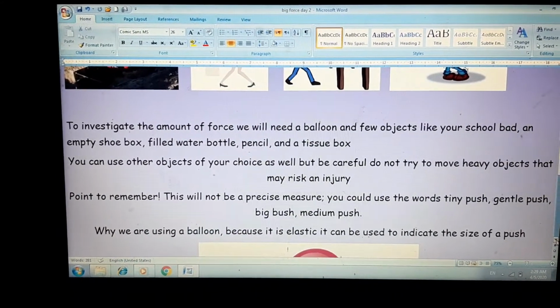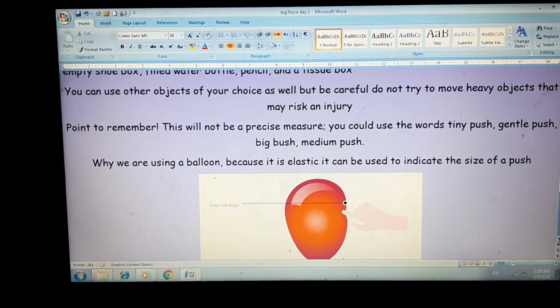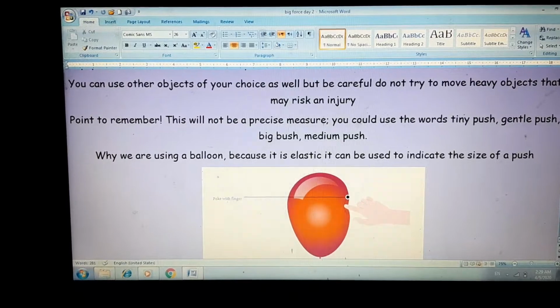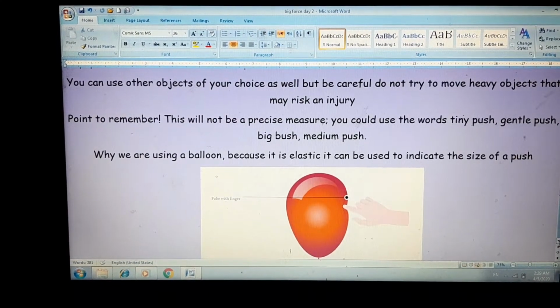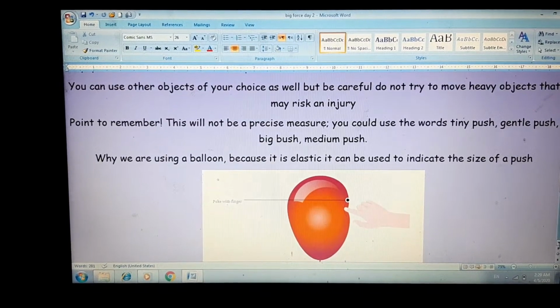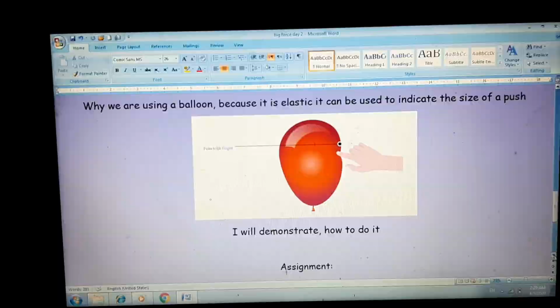We are using a balloon here. Why? Because it is elastic and it can indicate the size of a push. When we poke the balloon with a finger, it is squashed and then goes back to its original shape. I will demonstrate how to do it.